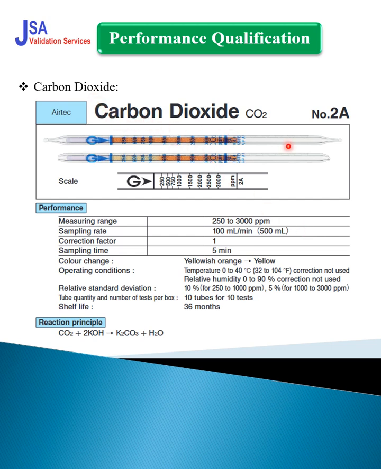Then carbon dioxide. For carbon dioxide, we can use the two-way Gastec tube, which has a range of 250 to 3000, because the acceptance criterion for carbon dioxide contamination in the compressed air system is not more than 500 ppm. So 250 to 3000 is suitable for determining carbon dioxide content. The color changes from yellowish orange to yellow, and we can directly read the value on the tube and note it down.